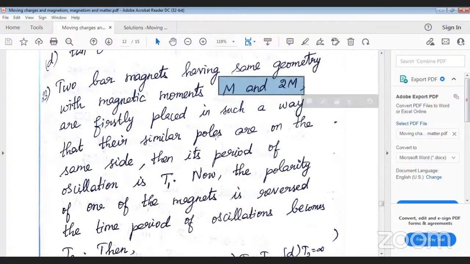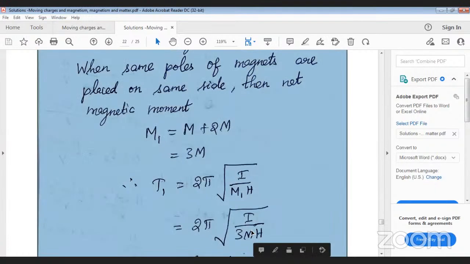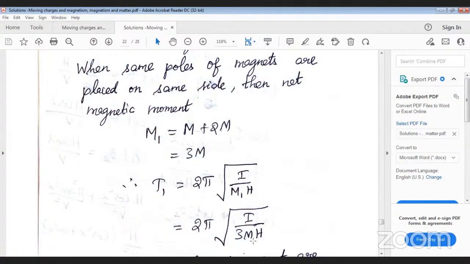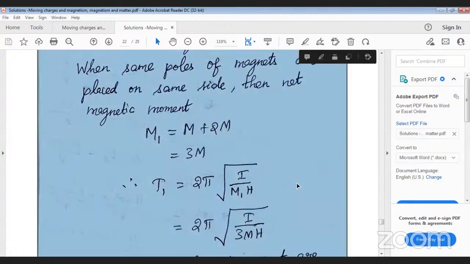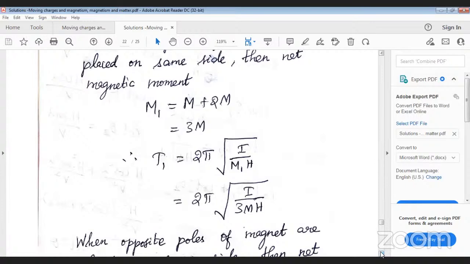So when you keep it in such a way that the similar poles are on the same side, the total magnetic moment is M plus 2M, that is 3M. Now the time period of oscillation is T1 equals 2 pi root of I by M1H. Instead of M1 you put 3M, so T1 equals 2 pi root of I by 3MH.